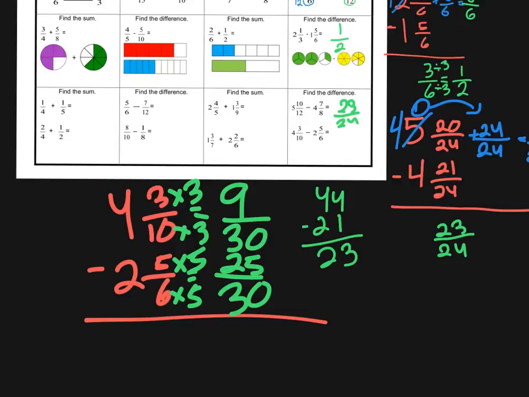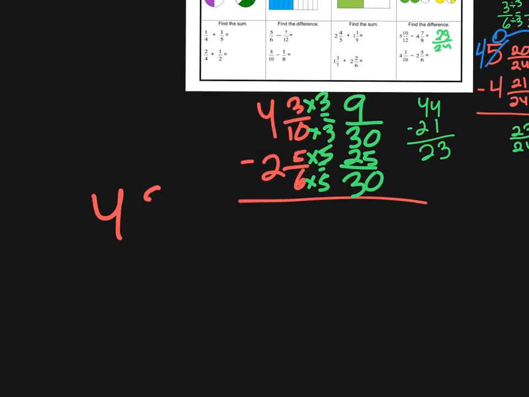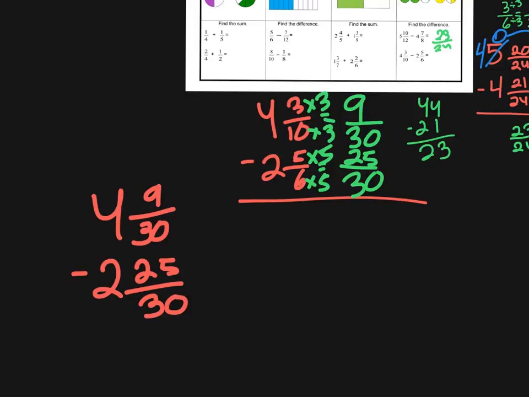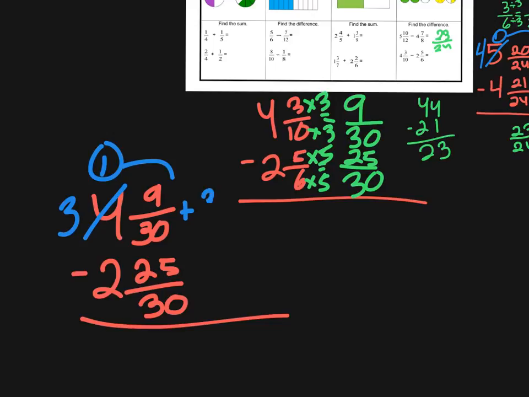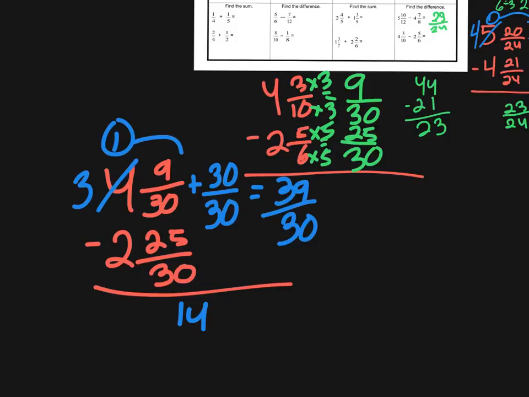So now let's go and rewrite this and make it look clean. It was 4, and now it's 9/30 minus 2 and 25/30. Unfortunately, again, we cannot do 9 minus 25. So you have to go from 4, borrow 1. That 1 becomes 30 out of 30 to make 39 out of 30. Now we can subtract 39 minus 25. That will give us 14 out of 30. And then 3 minus 2 is 1.